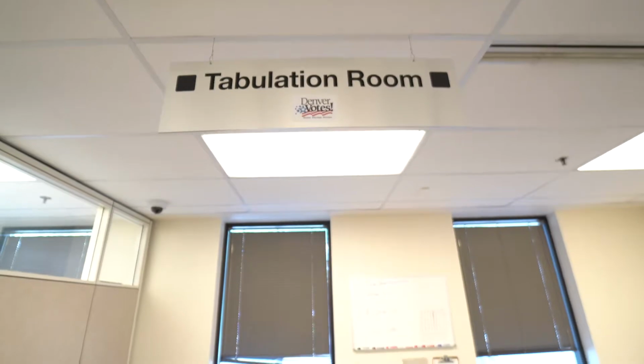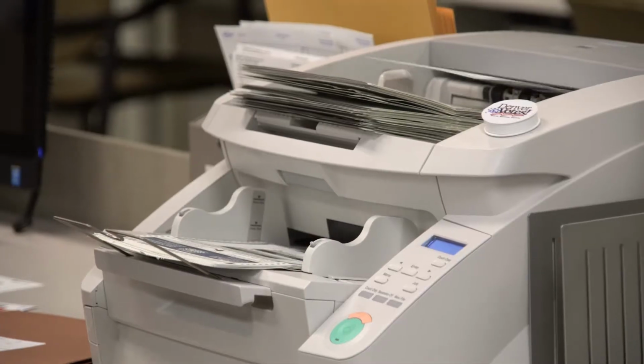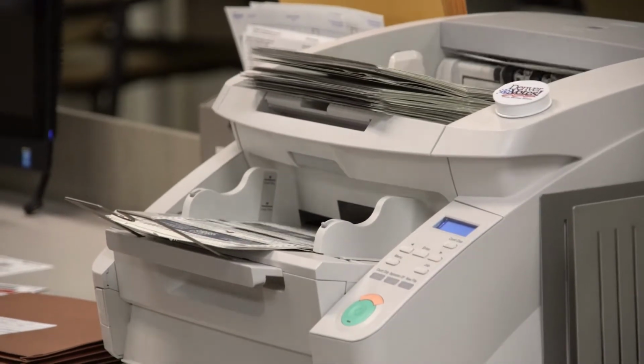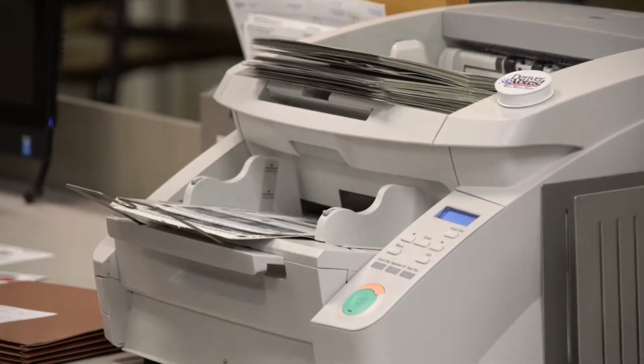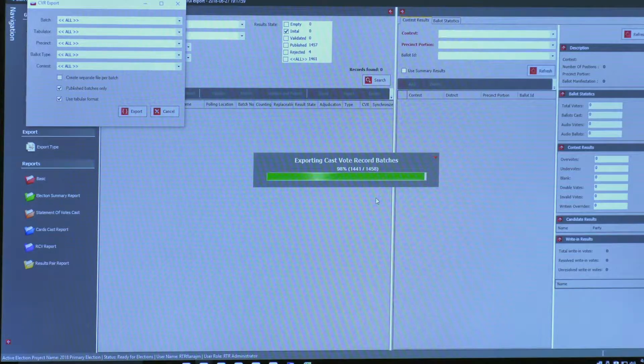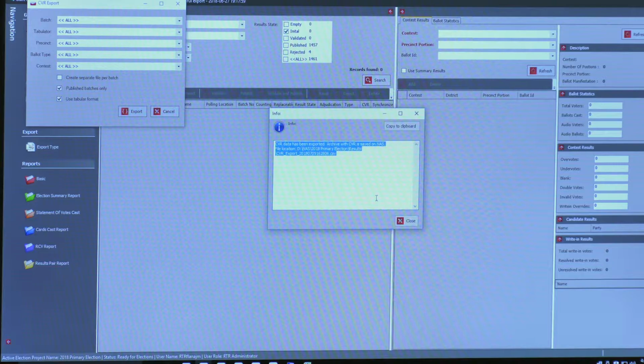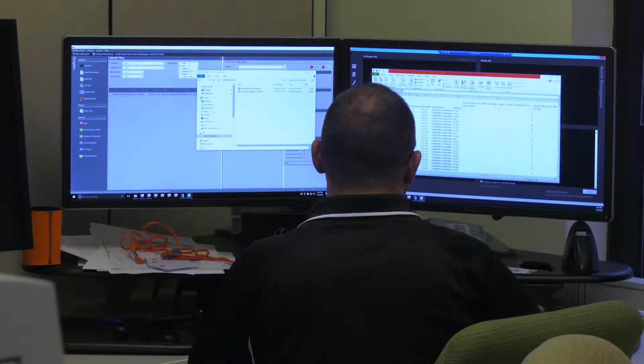Once the scanners have tabulated ballots and all questionable ballots have been adjudicated, election officials export the cast vote record. This is an electronic report of the final vote tallies. Before the cast vote record is sent to the Colorado Secretary of State, it is hashed.